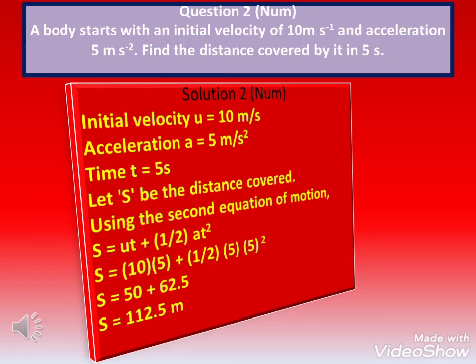Here, initial velocity u is equal to 10 meter per second because the body starts with an initial velocity. Acceleration is given as 5 meter per second square. t is equal to 5 seconds. Again the equation s is equal to ut plus half at square. Substituting the values, we will get s is equal to 112.5 meter. Unit is very important.